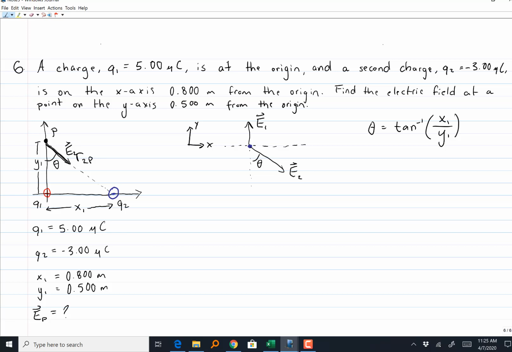So let's start with looking for the net electric field in the x direction, which will be the sum of the electric fields in the x direction. And in this case, I only have a component of the electric field from Q2, and that'll be the sine component to get the x direction. And so I can write out that magnitude.